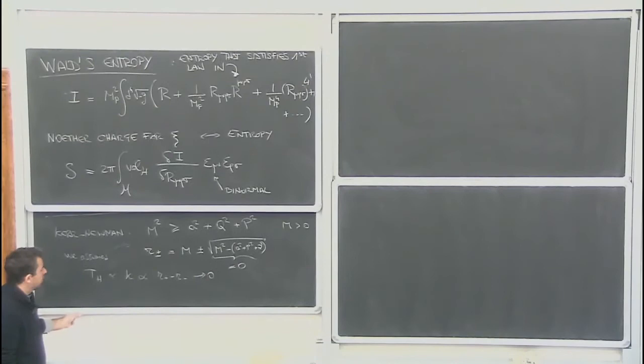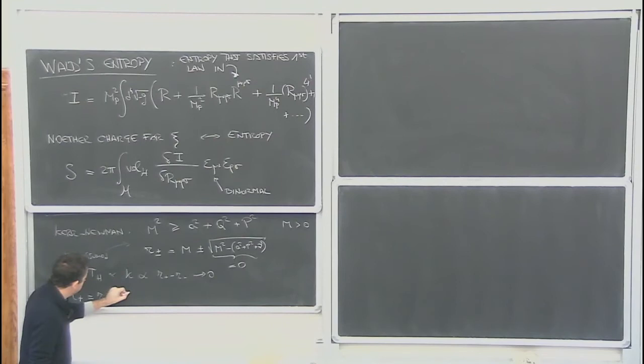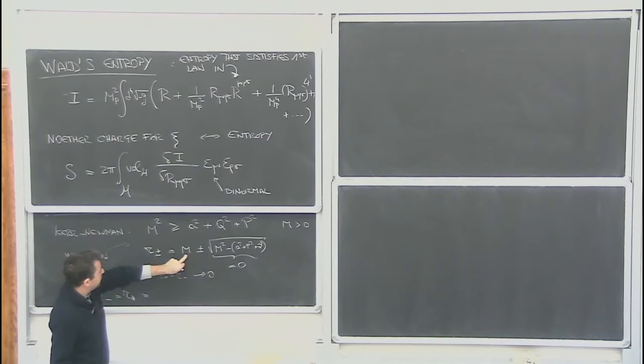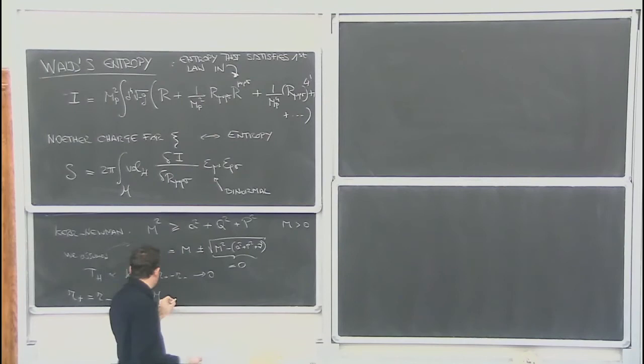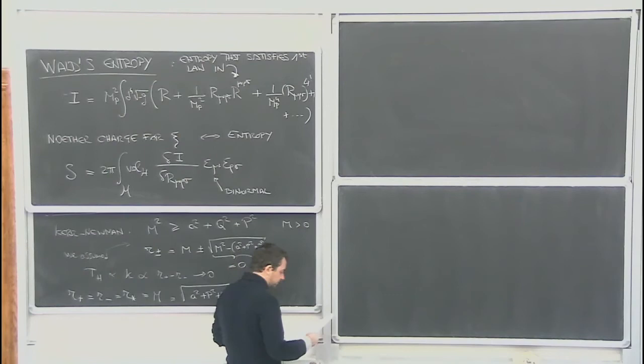Okay, so R plus equal R minus. I will call this value of R plus equal R minus R star. And this is equal to M. And we also decided that M is equal to the square root of a squared plus p squared plus q squared. Okay, this we will use.